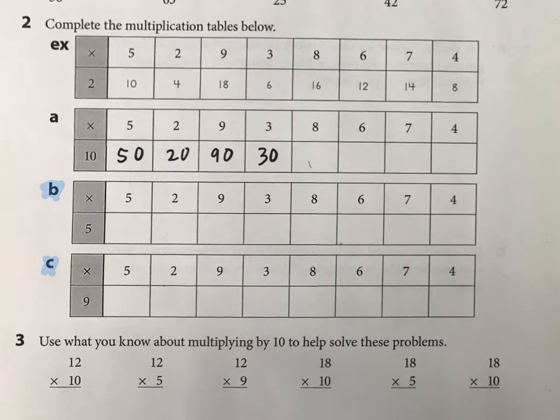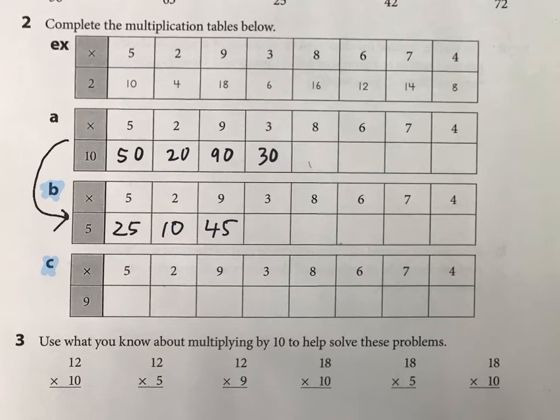But to go from times 10 to times 5, basically these numbers are the same, so you need to do half. Times 5 is the same as times 10 divided by 2, so you can take half of 50 and half of 20 and half of 90 to get those answers. That's how those two connect from times 10 to times 5.